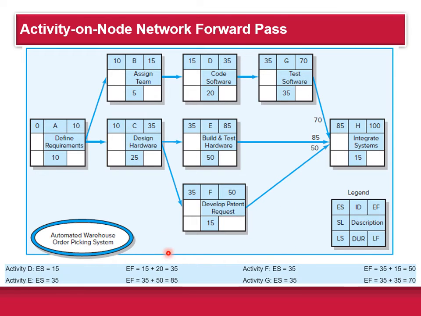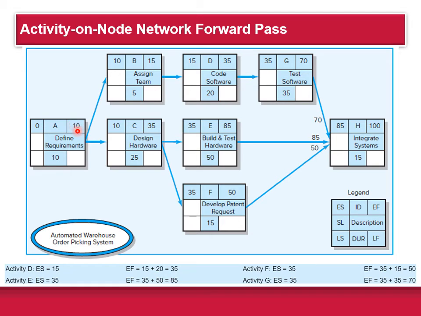So first of all, we go through, and the early start time for A, we start at 0. We fill out the upper part here. Then the early finish time for A is 10, right? Because it takes 10 days. So 0 plus 10, you get 10 there, right?